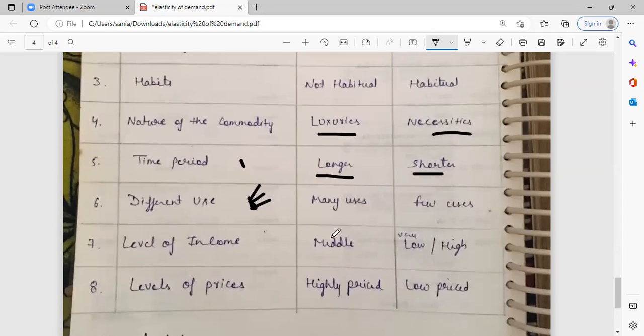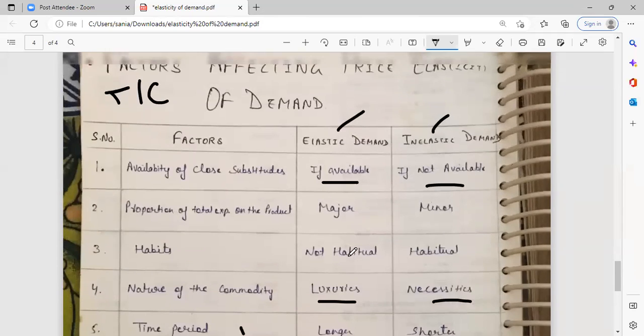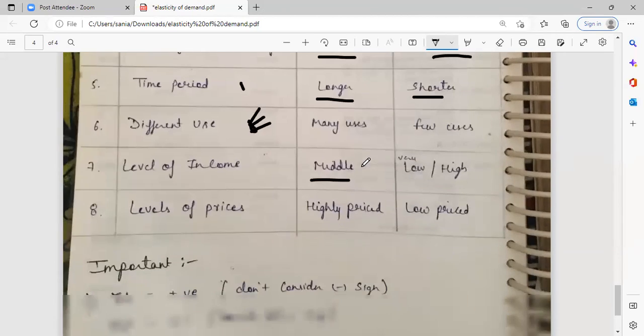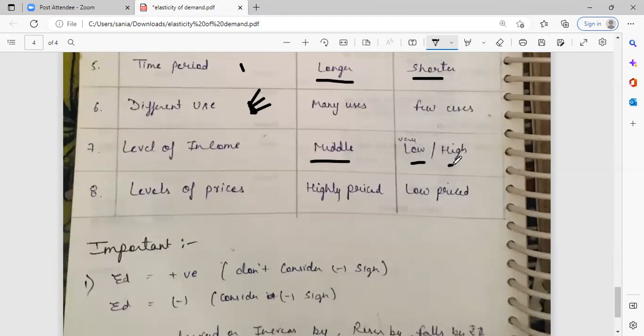Then level of income. If it is middle, then you will change your demand. If it is very low or high, then you will not change your demand. For example, if prices increase, the middle class will quickly switch, right? Because of course they have a proper budget. But rich people or very poor people cannot change it. The very poor people are only purchasing 1 kg, so out of that 1 kg, what will they decrease, right? But for rich people, because of their income, it doesn't affect them.